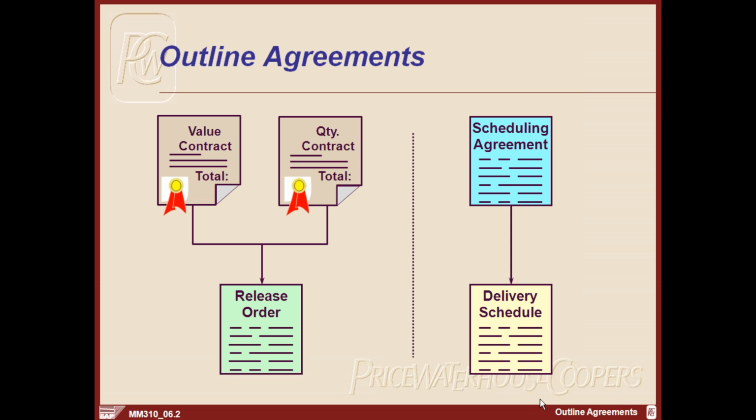Contracts are of two types. One is called quantity contract. The second one is called value contract. What do you mean by a quantity contract? A quantity contract simply contains the total quantity requirement of a certain material in a given period of time, with the stipulated or negotiated terms and conditions for that material within this period of time.